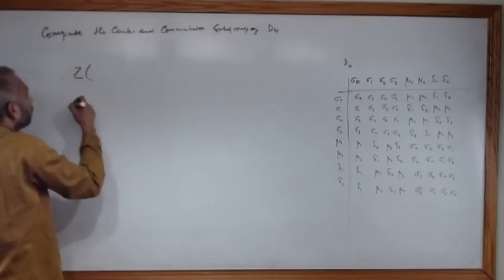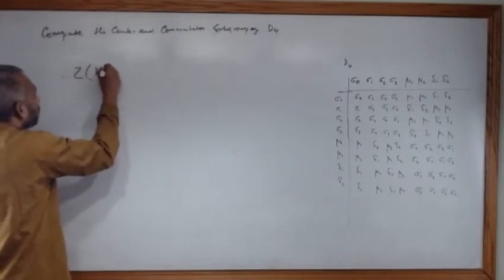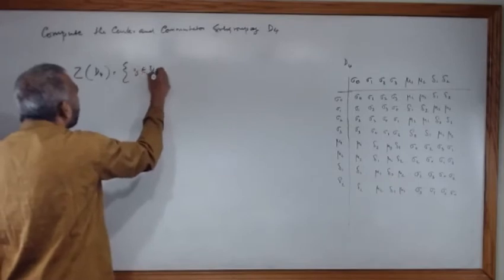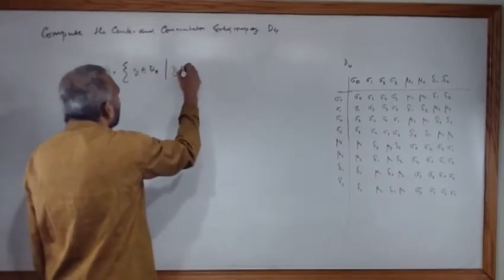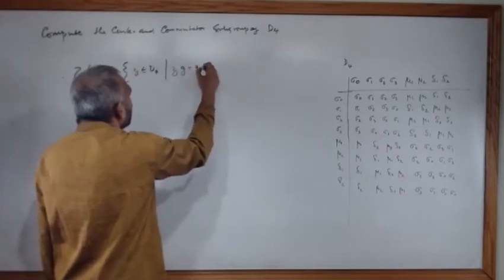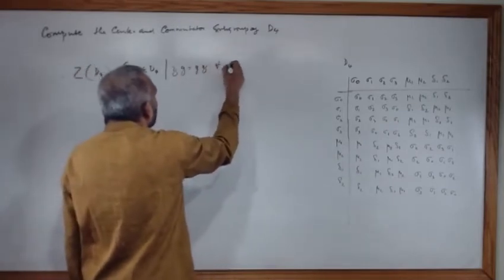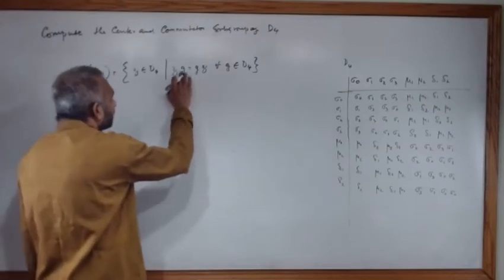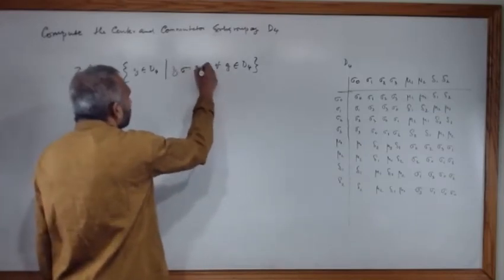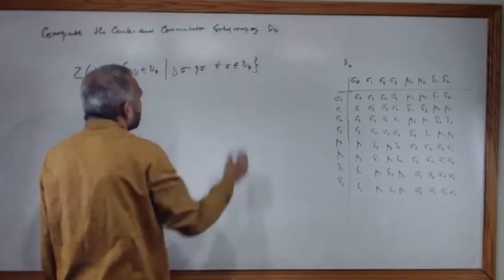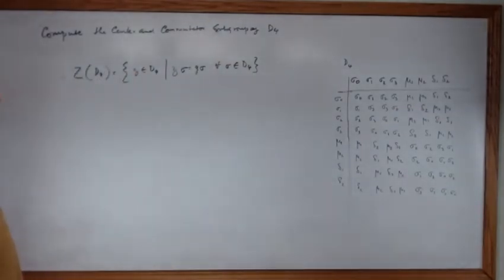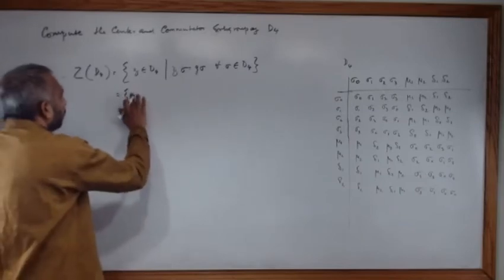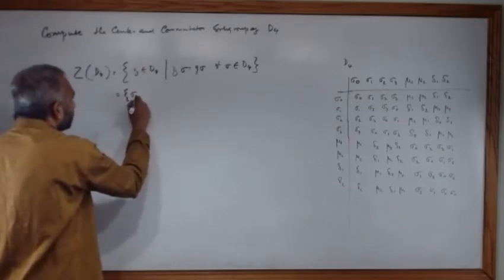C of D4, those elements from D4 such that σg is equal to gσ for all g in D4. Let us take it as sigma here. Because these are all permutations, definitely one of them will be the identity element, which is sigma 0.